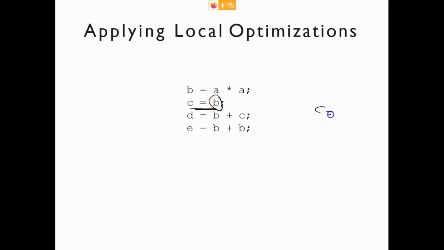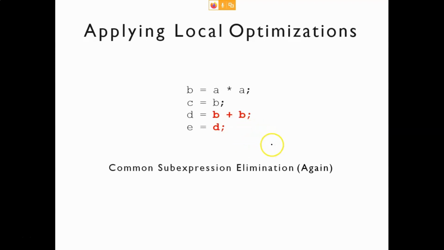The copy propagation says that if you have this type of scenario, where you are assigning B to this C, and after that you are using this C, then you can replace this C with the B. So copy propagation you can apply. Now after that, again we can apply the common subexpression elimination. So you can replace this B plus B using D. So this is how you can do.